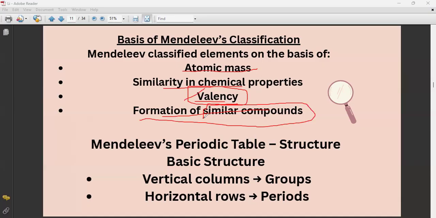classified the elements. Now the Mendeleev periodic table has a certain basic structure. He named the vertical columns as the groups. Okay, so these were the vertical columns which he named as groups, and there were some horizontal rows in his table, which he called the periods. So the vertical columns were the groups, and the horizontal rows were called the periods.